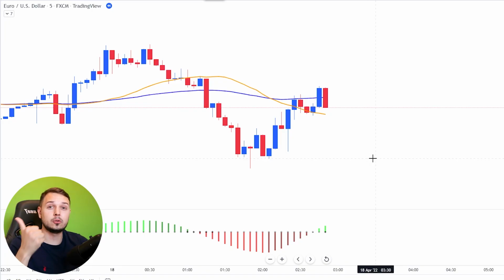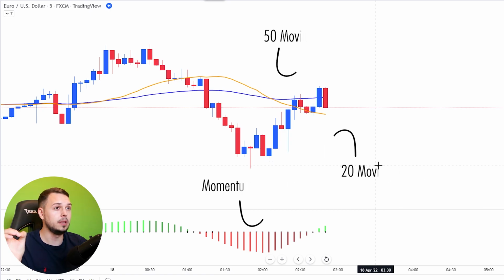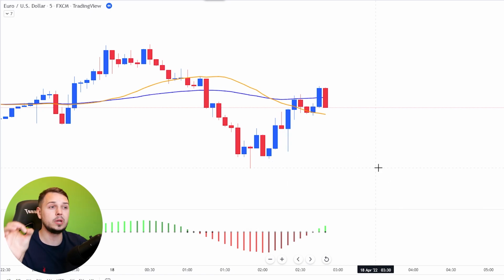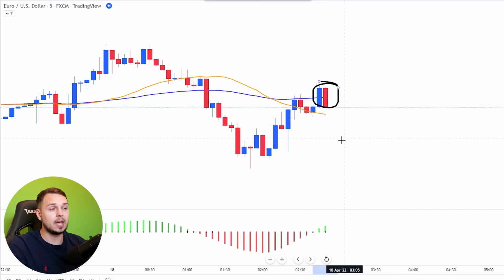So I have added the 20 and 50 moving averages in combination with the squeeze momentum indicator because I believe they work really well together. So the charts are telling me that the market has moved towards the downside, pushed towards the upside for an exhaustion, and a bearish engulfing candle has developed, crossing the 50 moving average.